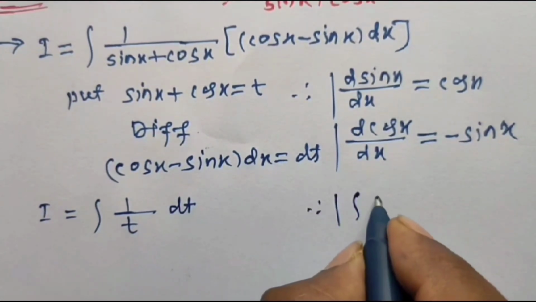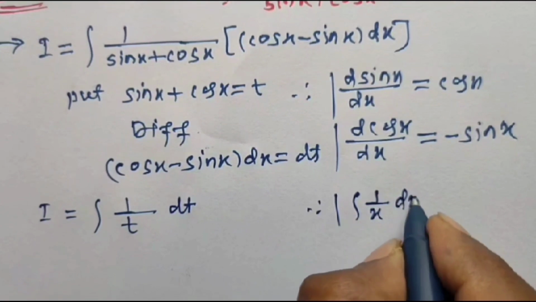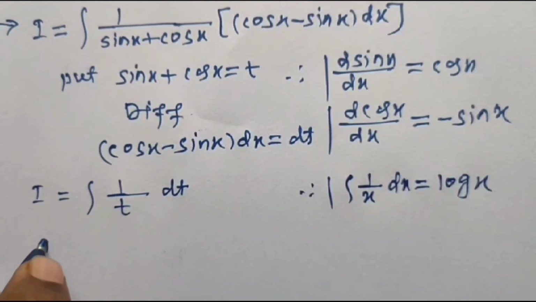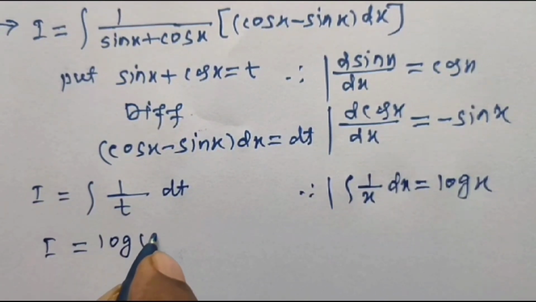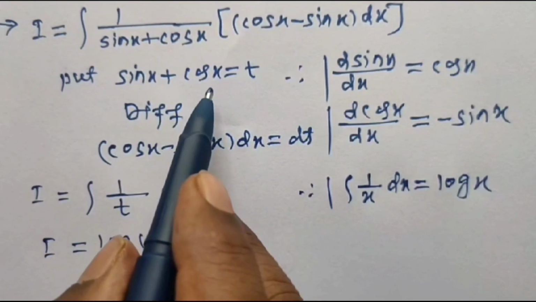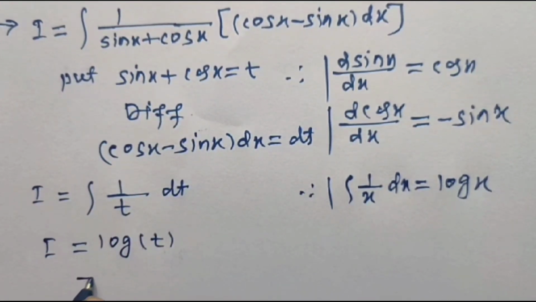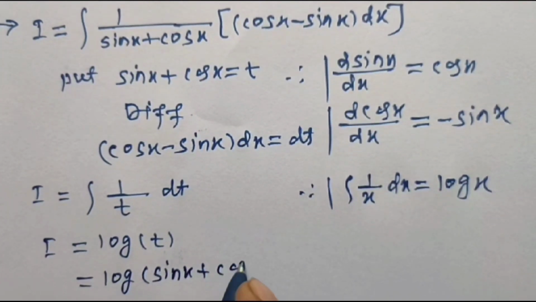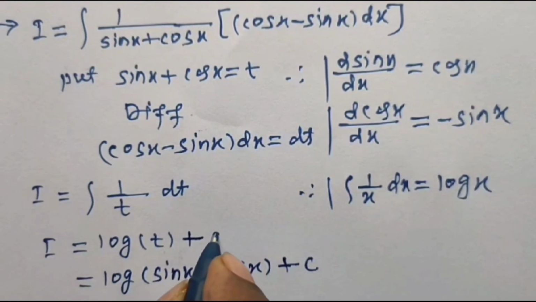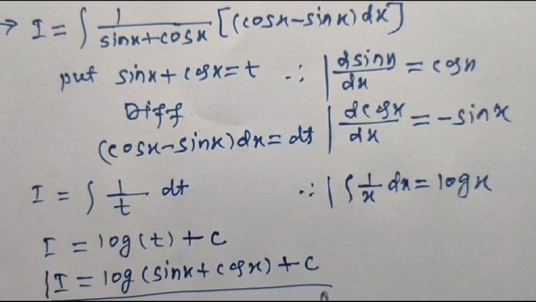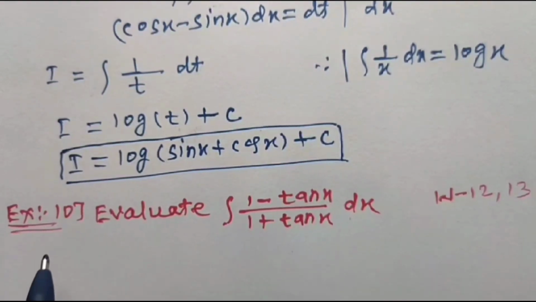But the integral of 1 upon x with respect to x is equal to log x. Hence, I is equal to log t. But t is what? t is a new variable and t you can replace by sin x plus cos x. So, I is equal to log of sin x plus cos x plus integral constant c. You can add the integral constant c here also. Hence, I is equal to this and this is the solution. Let us solve the next sum.